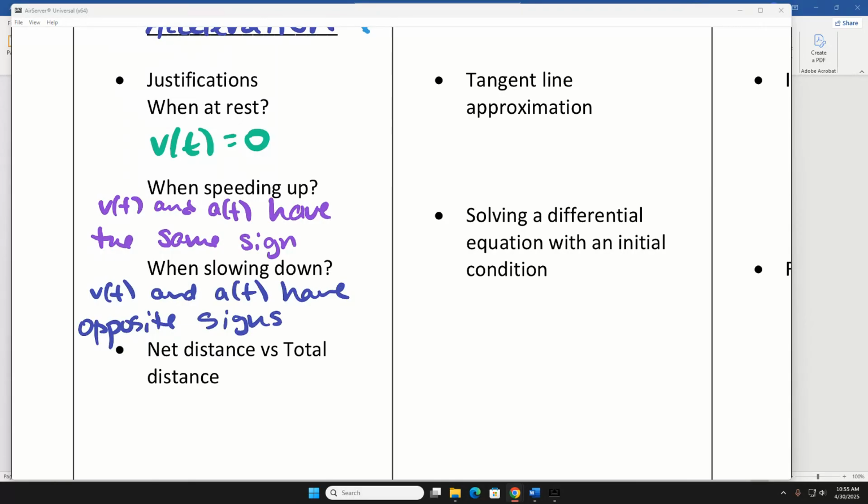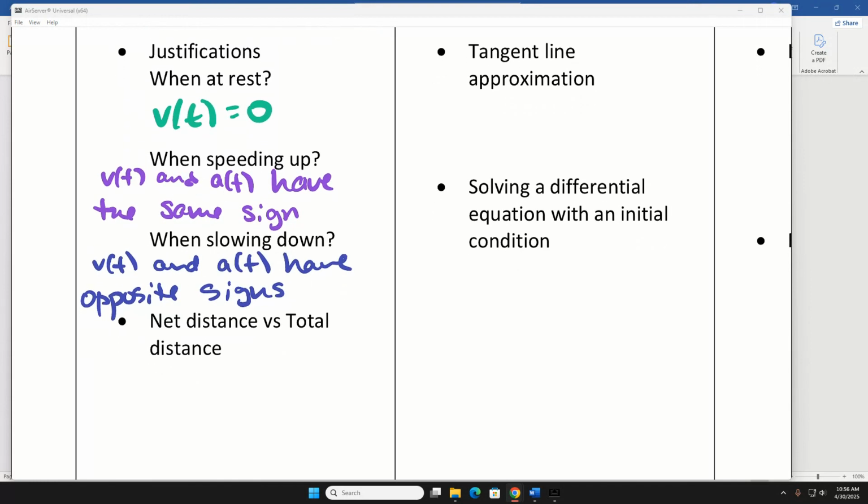Right. And we've already talked about the net distance and total distance a lot. I can almost guarantee there'll be one of those questions on here. It might be with the particle, it might be with something else. Like I think we did one with Joanna running yesterday or something. But either way, you need to know the difference between net distance and total distance.